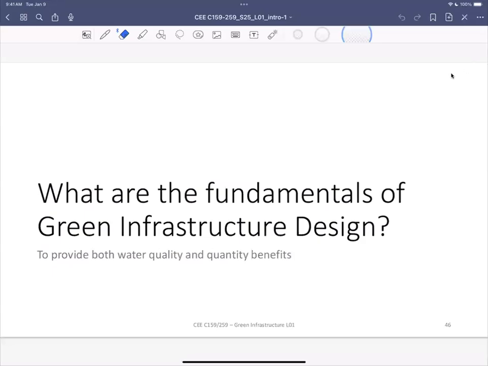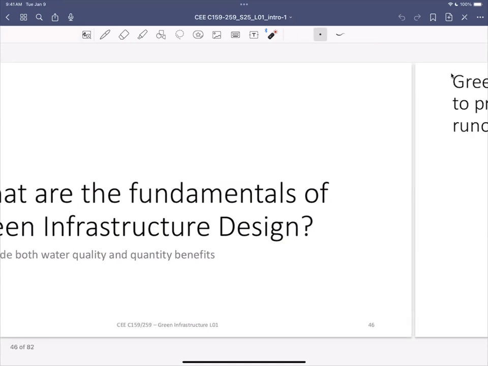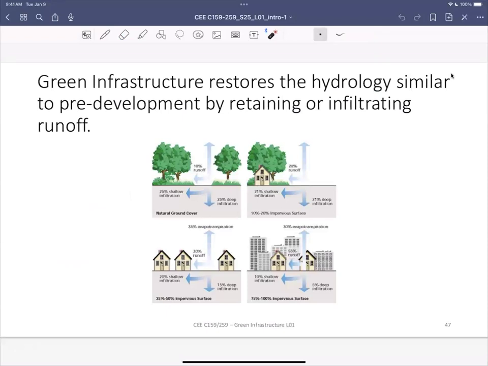In this video, you'll learn about the fundamentals of green infrastructure design. And when I say design, I mean to improve both water quantity, or availability of water, and also the treatment of stormwater for water quality benefits. As I said, green infrastructure is always about restoring the hydrological functions similar to the pre-development of urbanization or urban areas. How do they do that? By increasing infiltration or retaining the water in some locations.